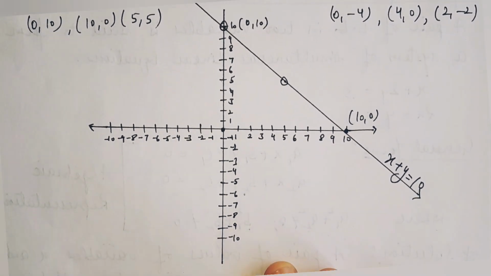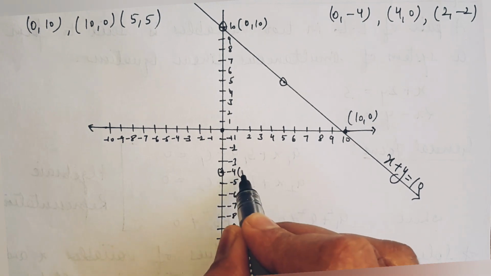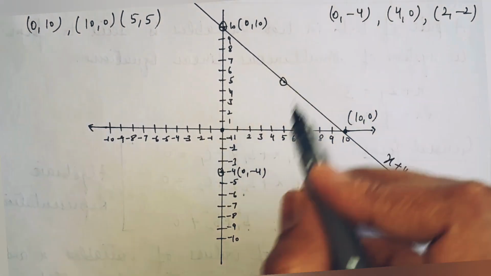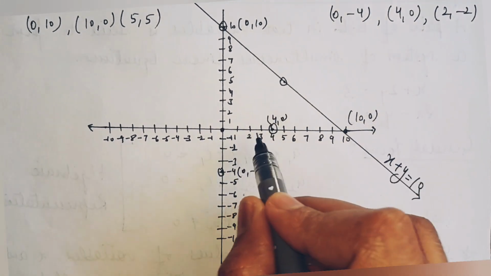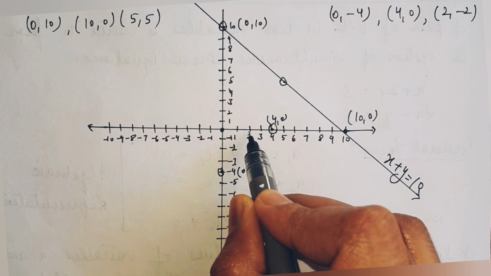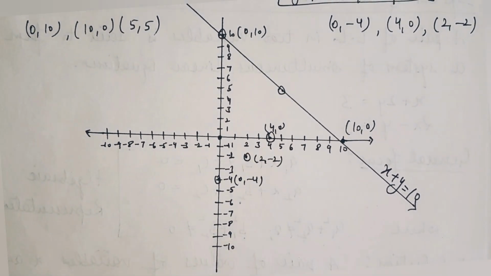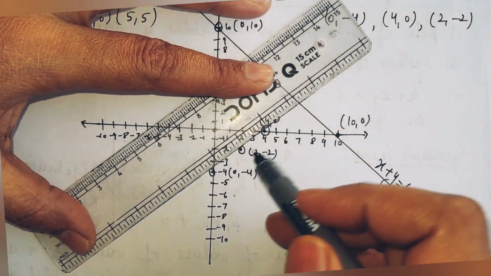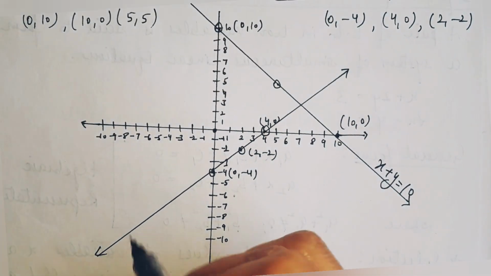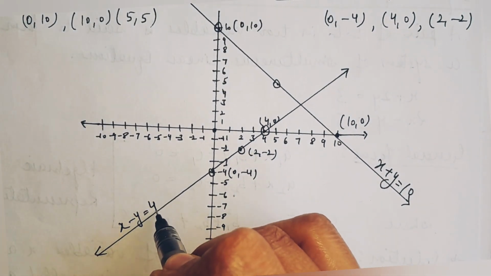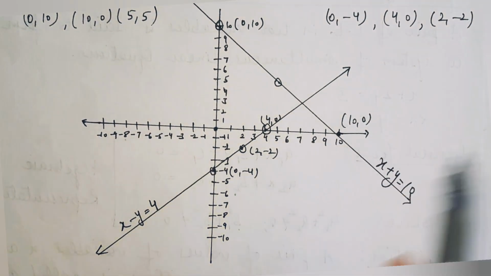So let's represent it now. x is 0, y is minus 4, this is the point (0, -4). x is 4 and y is 0 will be a point on the x-axis, and x is 2 and y is minus 2 will be a point here. So we got these 3 points. We will join them by a straight line. You will find that the graph of the second equation is also a straight line. This is represented by x minus y equals 4. So this is the graph of these two equations.